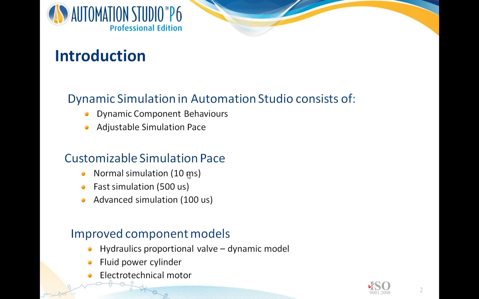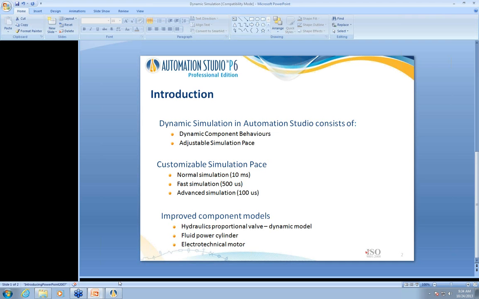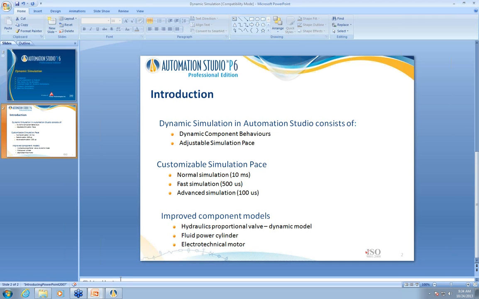And to take advantage of this advanced simulation behavior, we have improved a few component models as well. As you can see here, a dynamic model is added for the hydraulic proportional valve, and we also improved the fluid power cylinder and the electrotechnical motor. Now let's move to the Automation Studio software to show you how to change the simulation pace and what effect it has in the simulation, as well as the improved component behavior.